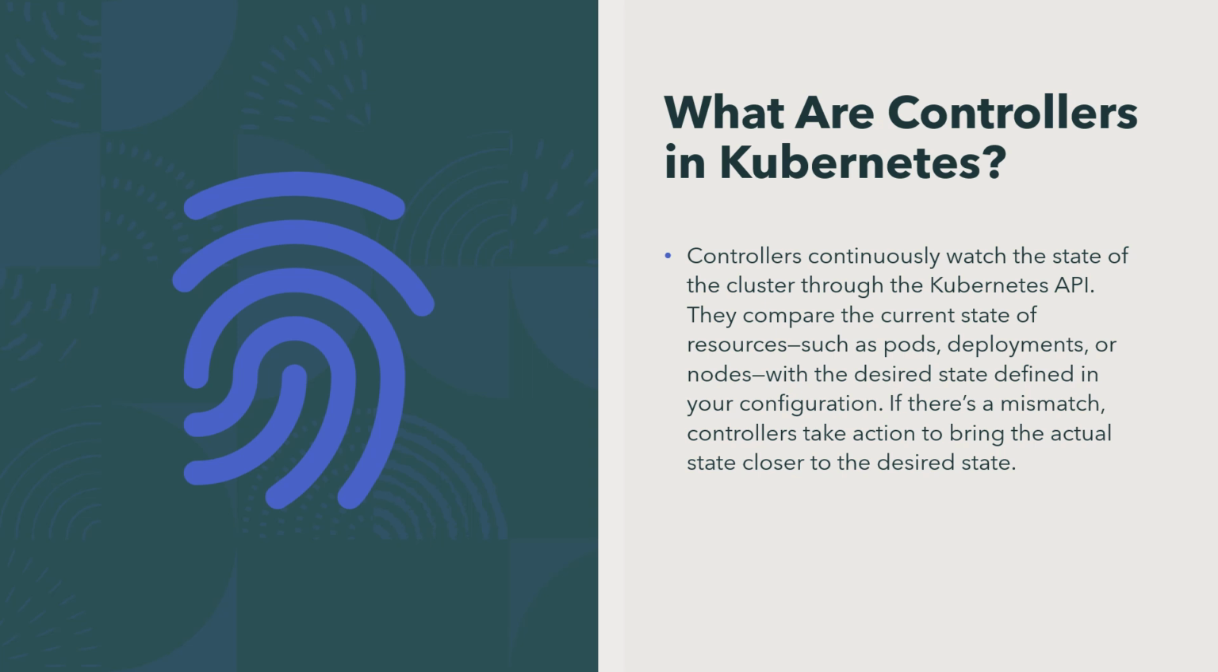Imagine you have a blueprint of your perfect house. This is your desired state. Now, imagine a group of skilled builders constantly adjusting the house to ensure it matches that blueprint, even if something breaks or changes. In Kubernetes, controllers are those skilled builders.